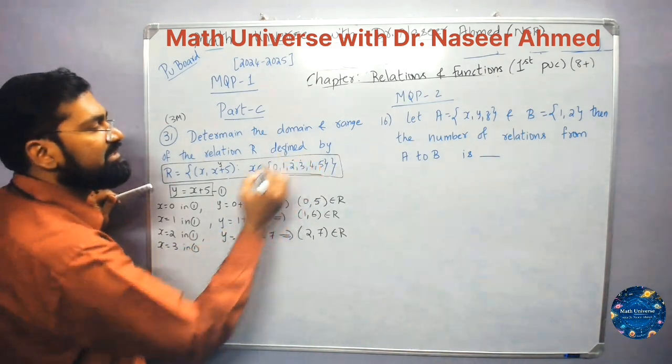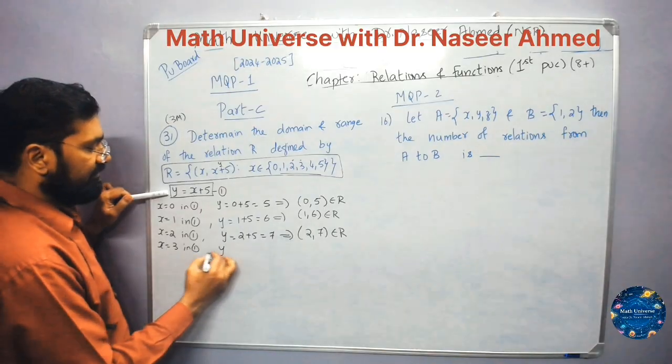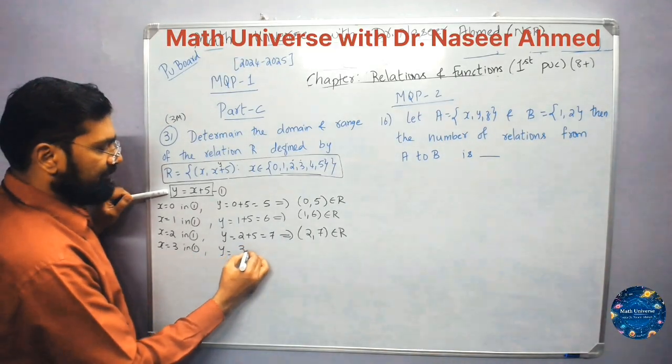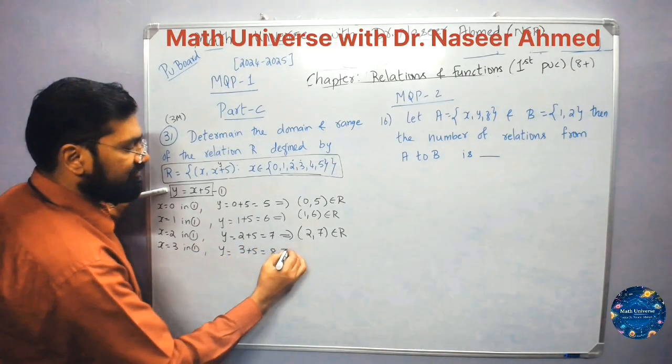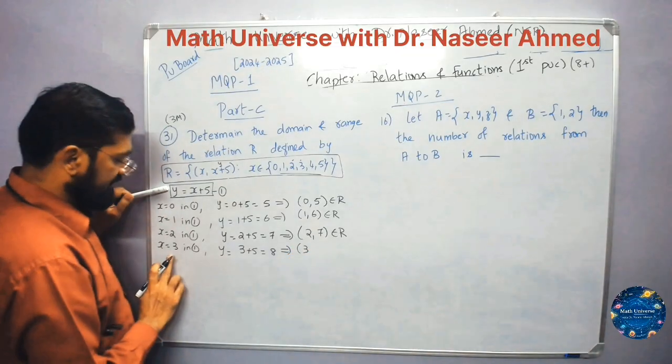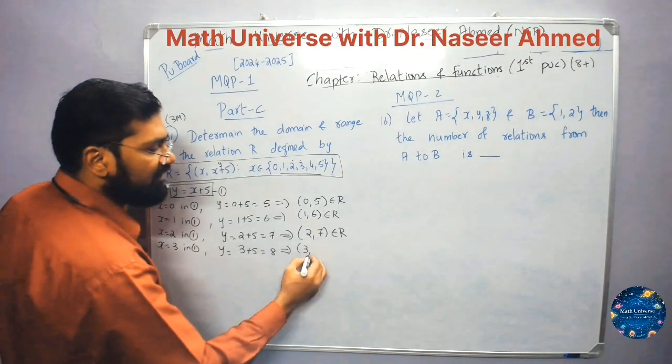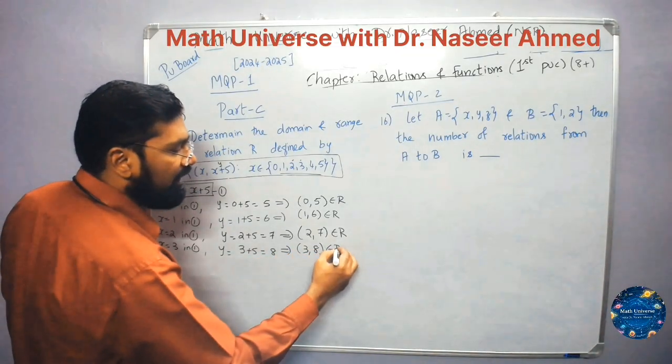Why 3? Because 3 is there here. Put here y is equal to what? 3 plus 5 is 8. So this gives us, when x is 3, y is 8. 3 comma 8 belongs to R.